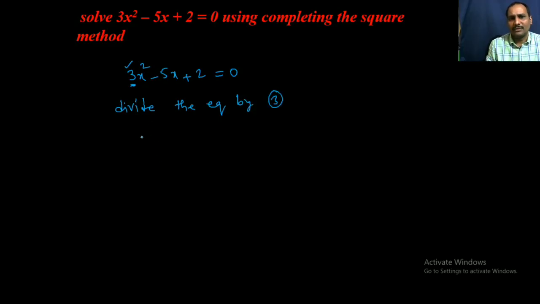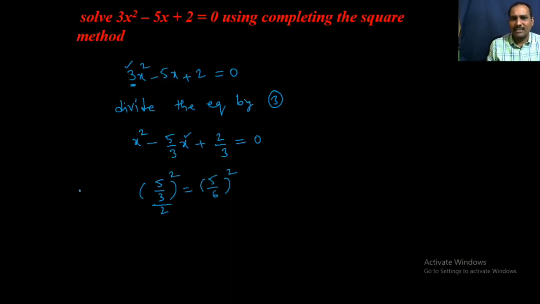So what will you have? Here you will have x square minus 5 by 3x plus 2 by 3 is equal to 0. Now what is the coefficient of x? 5 by 3. What is half of that? 5 by 3 by 2, so that is 5 by 6. So let us add 5 by 6 whole square on both sides.